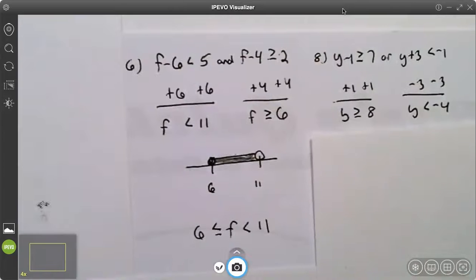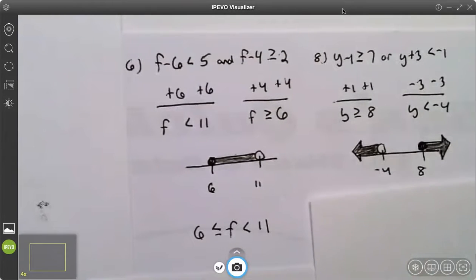My answers are y is greater than or equal to 8. y is less than -4. -4 goes on the left because it's the smaller. 8 goes to the right because it's the larger. And when I graph it, sure enough, I have an "or." The arrows are going away from each other like oars on a boat. So the correct way to write this one is y is less than -4 or y is greater than or equal to 8.